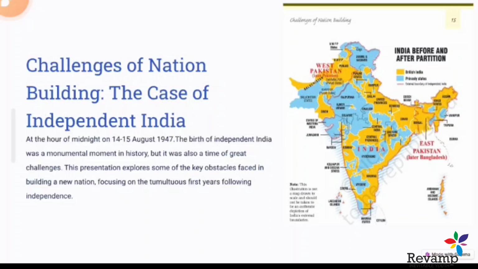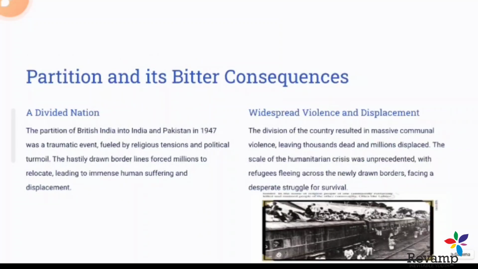But India's independence comes with a cost. What does it cost? It cost India's partition. India lost a major chunk of its western territory that became Pakistan, called West Pakistan, and a lot of people were displaced, became refugees, and a lot of violence was witnessed at that time. So this is the first and foremost challenge in front of India.